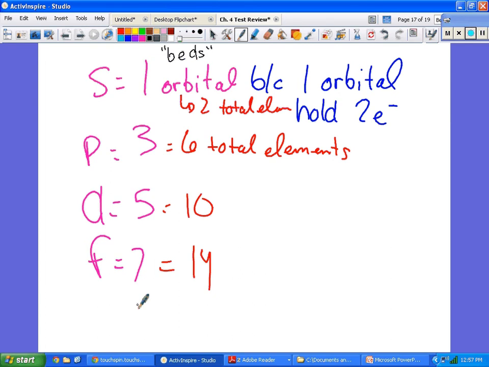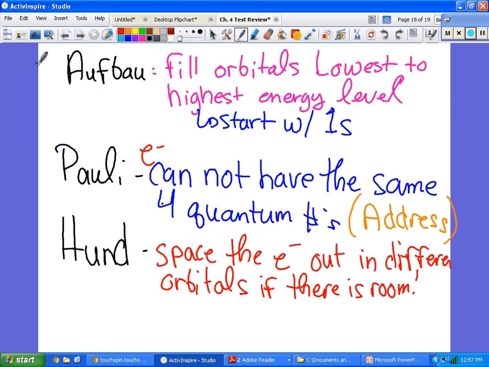All right. Last slide. Aufbau, Pauli, and Hund. Aufbau, this is the guy I call the roller coaster. How do you feel a roller coaster? Front to back. So you fill from lowest to highest. Where do you always start? Always start with your 1S.